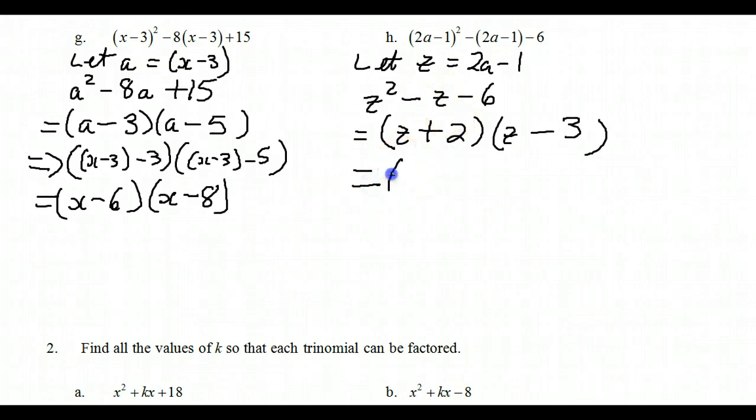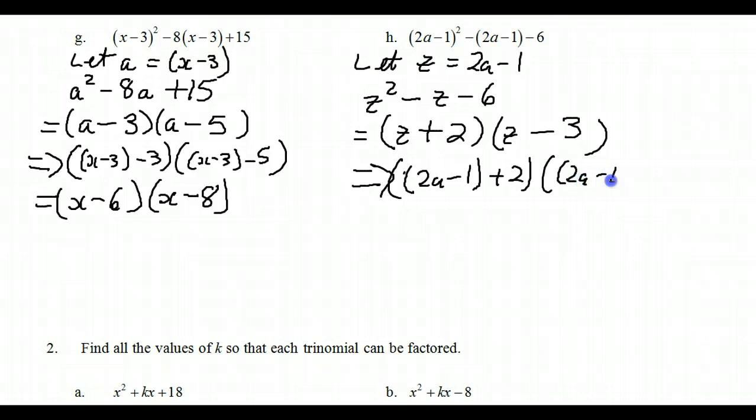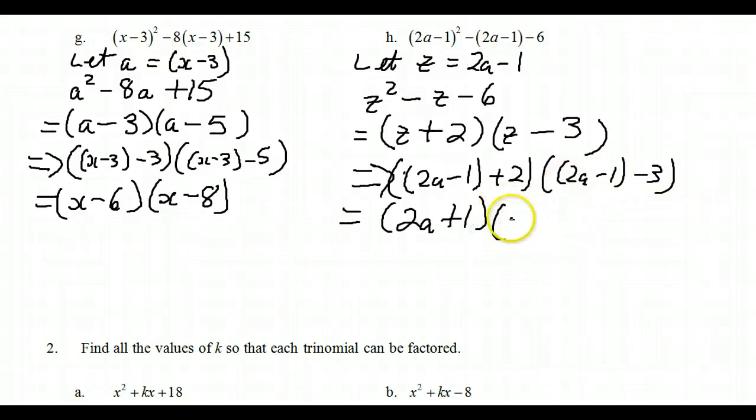Wasn't really a z though, right? It was. So I'm going to put it leads to. It's not really equal to. So 2a minus 1 plus 2 and 2a minus 1 minus 3. And that's equal to 2a plus 1 and 2a minus 4.